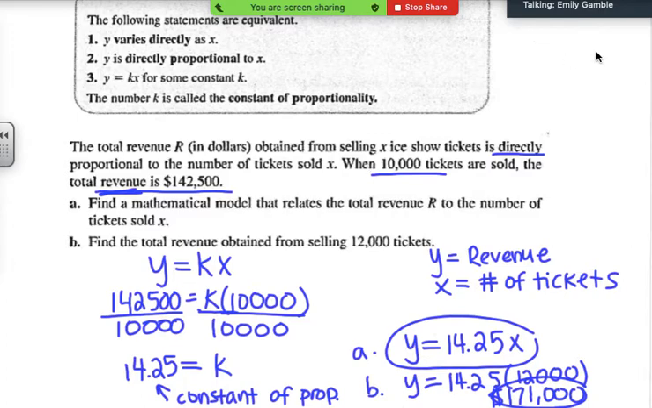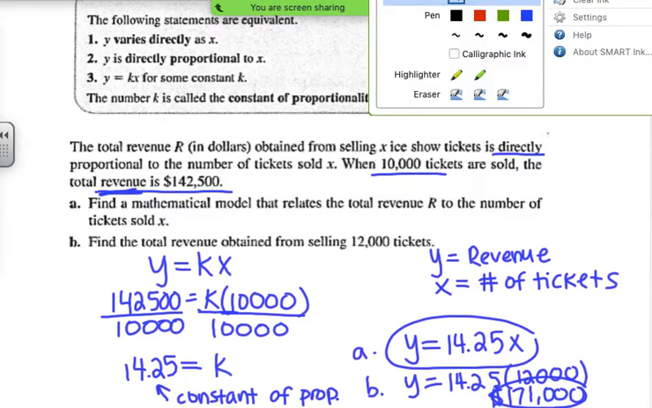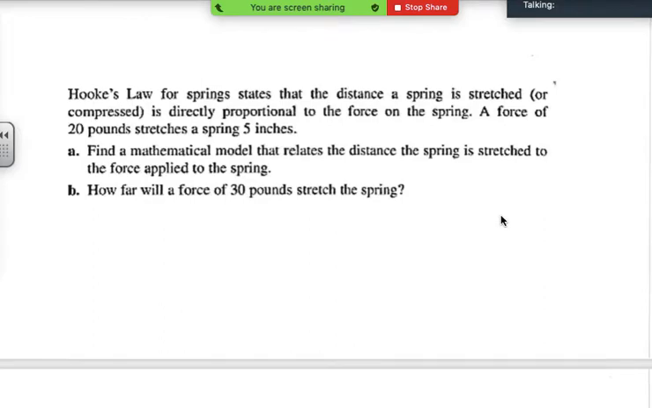The next one's a little bit more difficult. So the next one is going to be about something that looks like physics. So Hooke's law for springs states that the distance a spring is stretched or compressed is directly proportional to the force on a spring. So I see directly proportional. I know that means I can create an equation that looks like this.